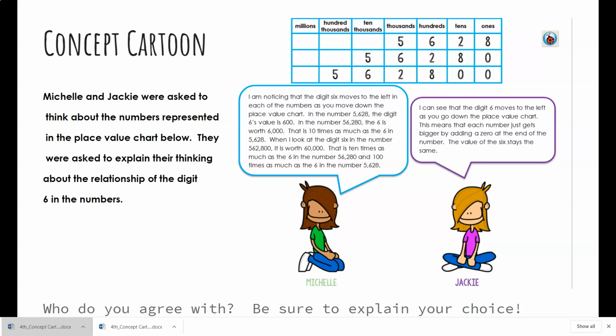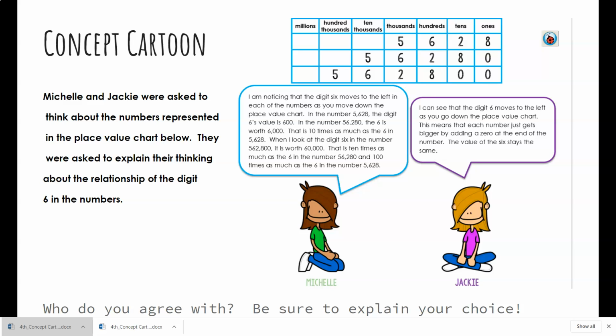In the number 5,628, the digit 6's value is 600. In the number 56,280, the 6 is worth 6,000. That is 10 times as much as the 6 in 5,628. When I look at the digit 6 in the number 562,800, it is worth 60,000. That is 10 times as much as the 6 in the number 56,280 and 100 times as much as the 6 in the number 5,628.